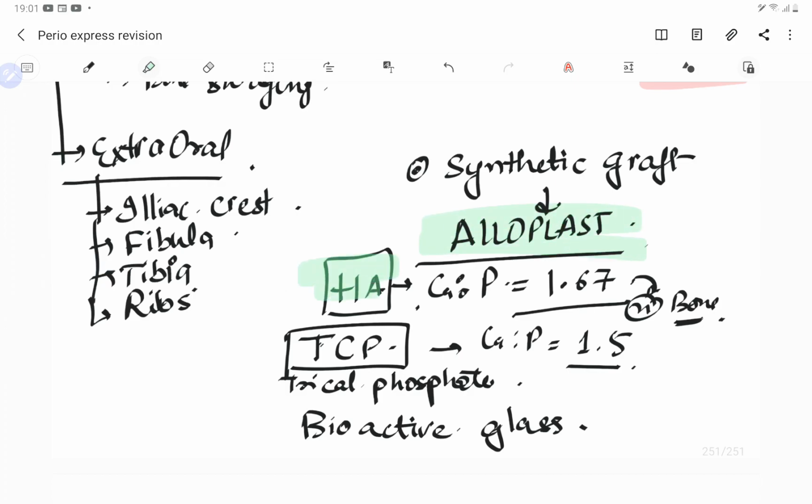Alloplasts are hydroxyapatite, tricalcium phosphate, the beta form of tricalcium phosphate. Hydroxyapatite has the ratio of 1.67, tricalcium phosphate calcium phosphate ratio 1.5.